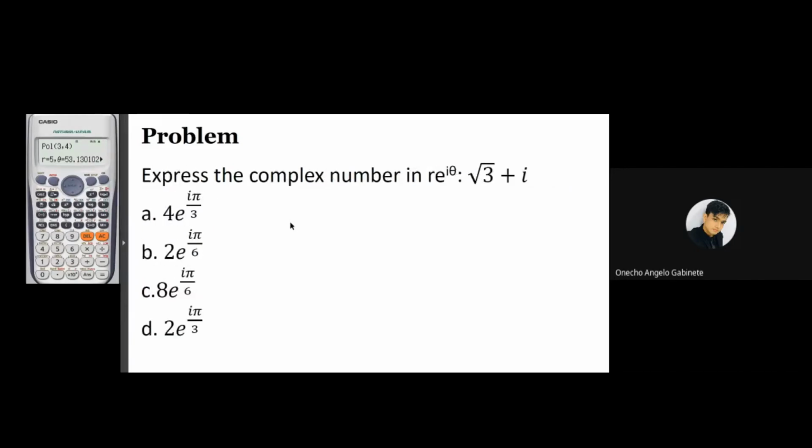Next, express the complex number in exponential form. So, square root of 3 plus i. O, bakit hindi ko mapindot yung i? Engineer Carmela. Ayaw lumabas nung i.